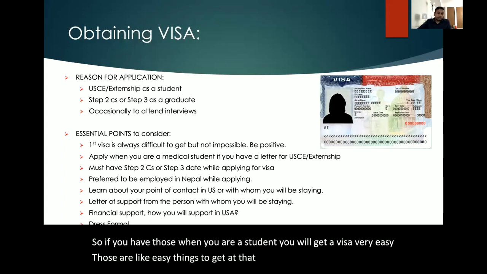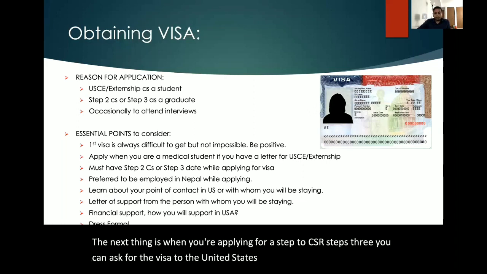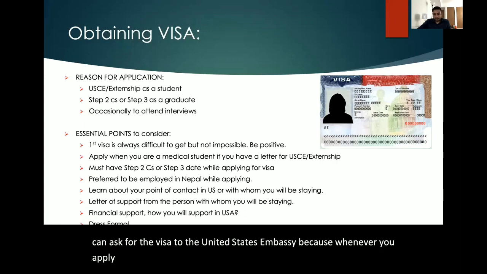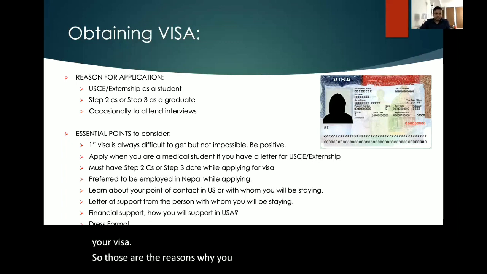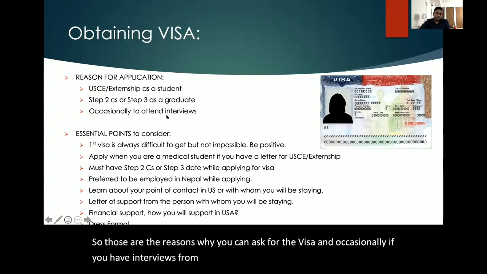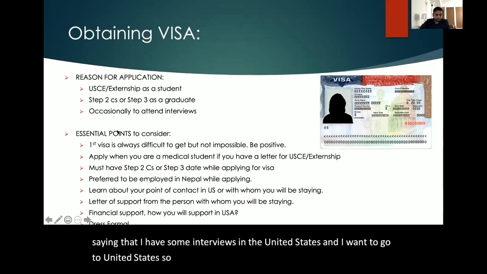The next thing is when you are applying for Step 2 CS or Step 3, you can ask for the visa to the United States Embassy. Because whenever you apply for CS and Step 3, you can only take it in the United States, and ECFMG will write you a letter asking the embassy if they can approve your visa. So those are the reasons why you can ask for the visa. And occasionally, if you have interviews from a program, you can show it to the embassy saying that I have some interviews in the United States and I want to go to the United States. So they might consider on that basis.